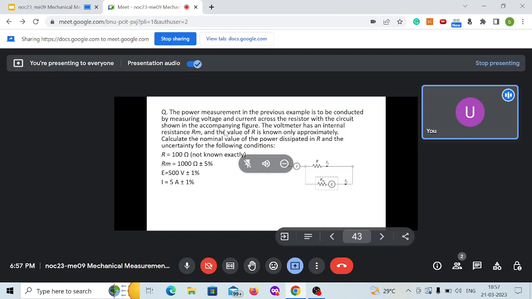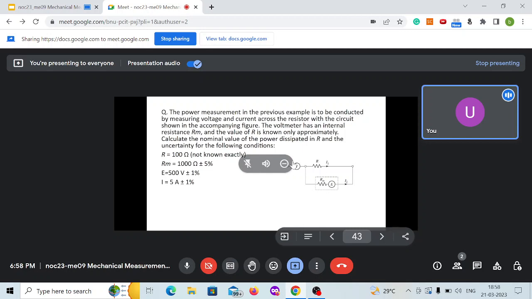So moving on, a similar case, in this case you have a voltmeter which also has an internal impedance Rm. Rm is the internal impedance of the voltmeter. So in this case, the power measurement in the previous example is to be conducted by measuring voltage and current across the resistor in the circuit shown in the accompanying figure. The voltmeter has an internal resistance of Rm, and the value of R is known only approximately. So the value of R is, for sake, you can say it's not known, because you don't know it with a certain value.